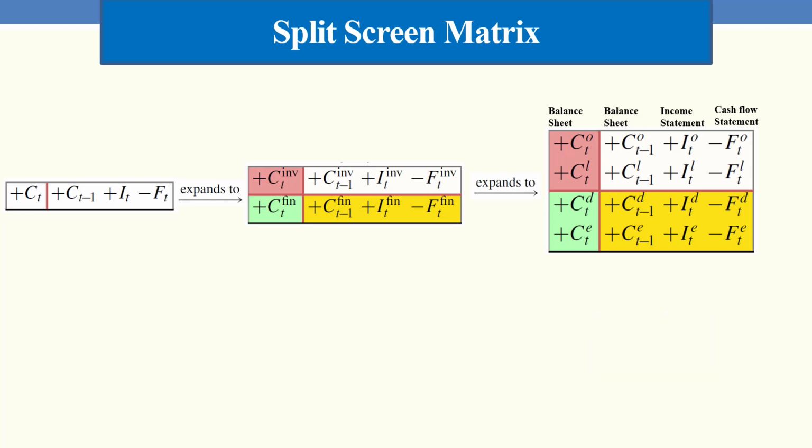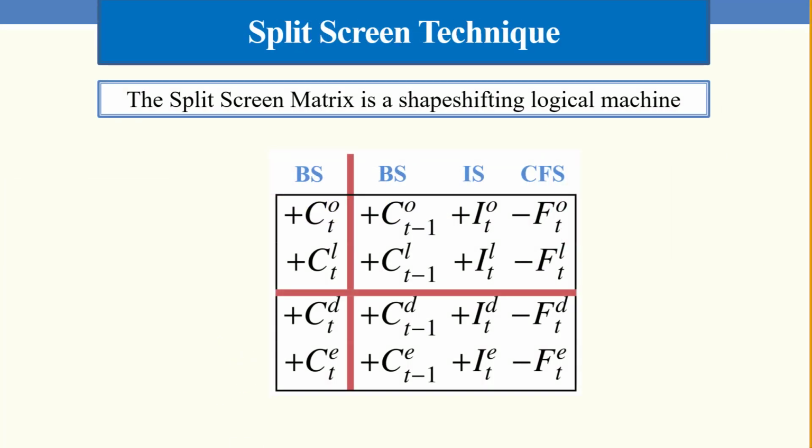But there is more than this. In actual fact, the split-screen matrix is a moving machine. What do I mean by that? Let's see. I mean that it is a shape-shifting logical machine equipped with what I call the split-screen technique, which enables one to carve out from the structure any kind of accounting and financial piece of information is desired. Let's see how it works with some examples.